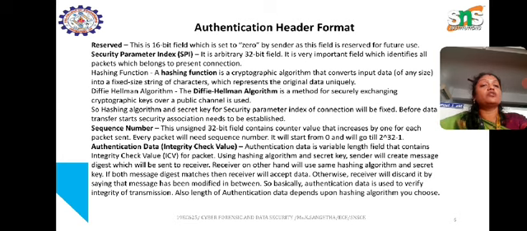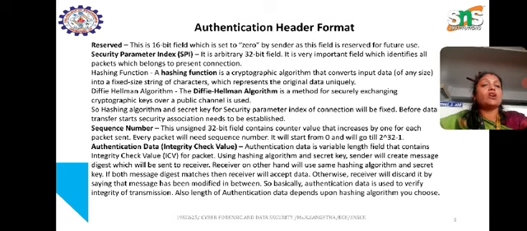So authentication data is a variable length field that contains integrity check value, that is ICV, for packets. So using this hashing algorithm and secret key, the sender will create a message digest which will be sent to receiver. So receiver on the other hand will use the same hashing algorithm and secret key. If both messages match, then receiver will accept data. Otherwise, the receiver will discard it by saying that the message has been modified in between.